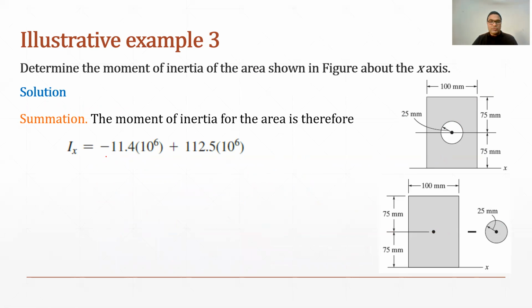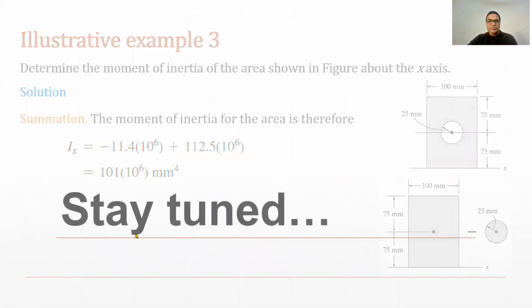Ixx will be the moment of inertia of rectangle minus moment of inertia of circle. So this minus sign shows that it is a hole. So the answer will be 101 into 10 raised to power 6 mm to the power 4. So that is the problem, example 3.